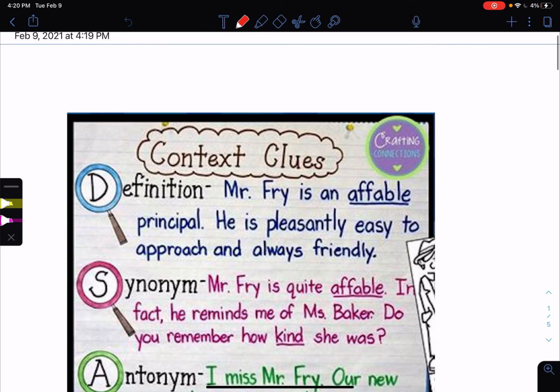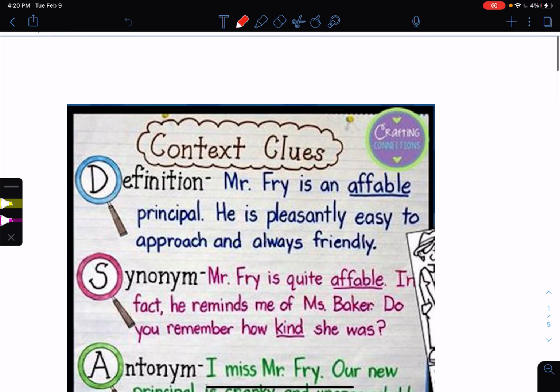So I have experience with context clues, as a teacher, as a student, and also as a parent, because I read to my kids quite often, and sometimes we hit a word that we have no idea what it means. Now, the easiest way is to go online and look it up. But you can't always do that, especially on a test. You can't just look up a meaning of a word. So that's when you use context clues.